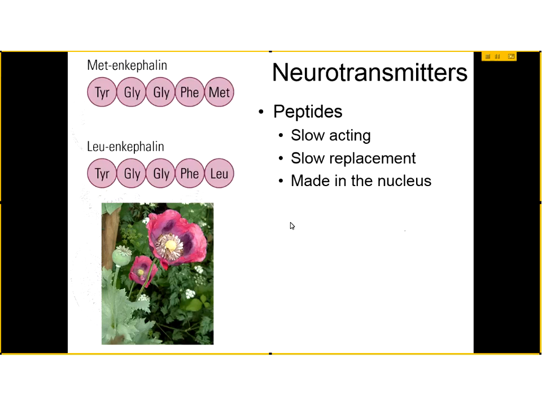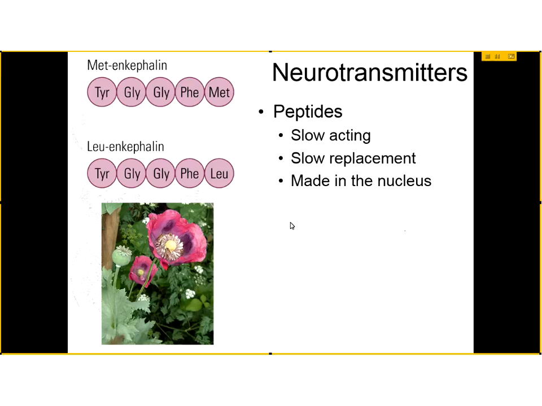Another class of neurotransmitters are referred to as peptides. These are typically very slow-acting, so they'll slowly be released. They are synthesized from activation of the DNA, and so they have to be synthesized, transported, and released. These are also very slow to be replaced as well.